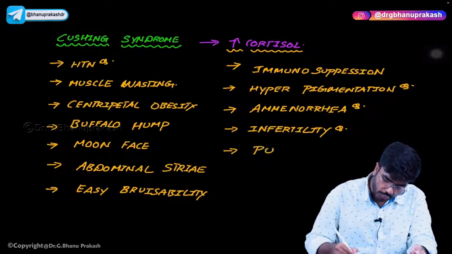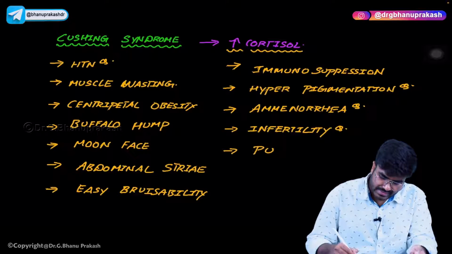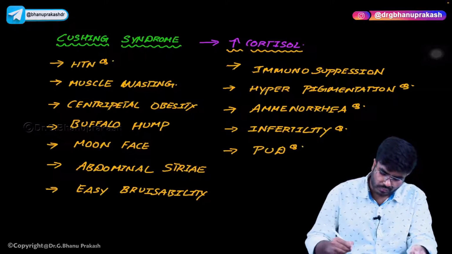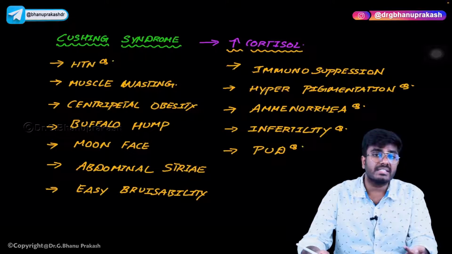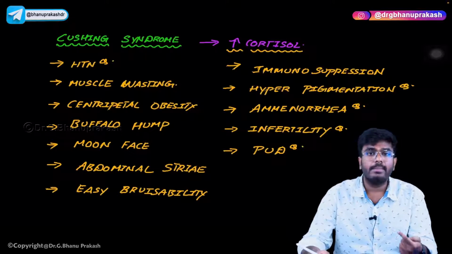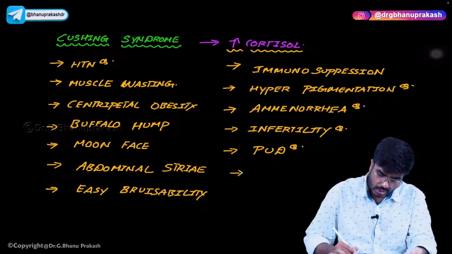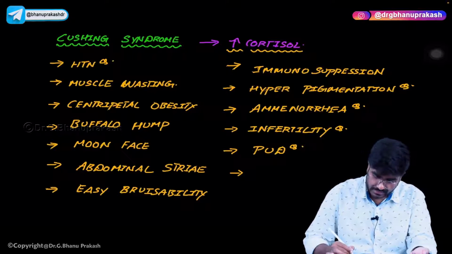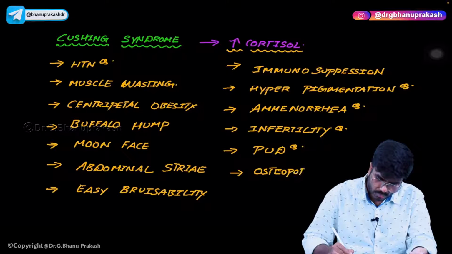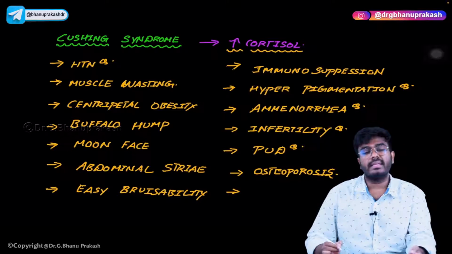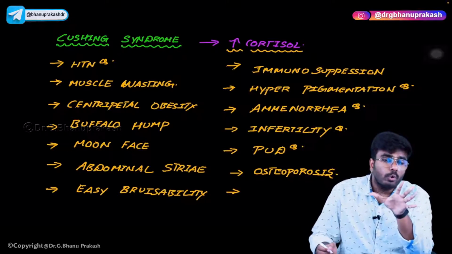I have already taught you cortisol will act on the gastric mucosa and increase the acid production. So in Cushing syndrome, whenever there is too much cortisol, there will be too much acid production. That too much acid production will cause peptic ulcer disease, and last but not the least, these patients will also be suffering with osteoporosis.